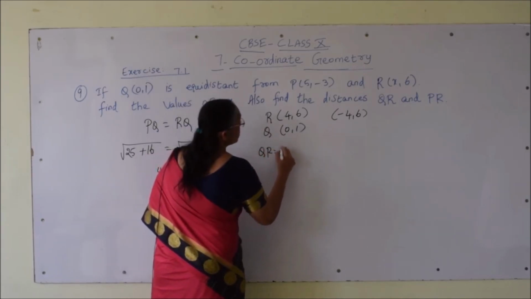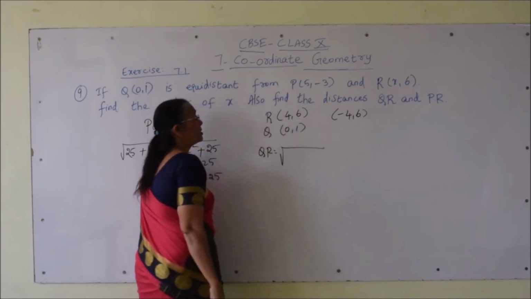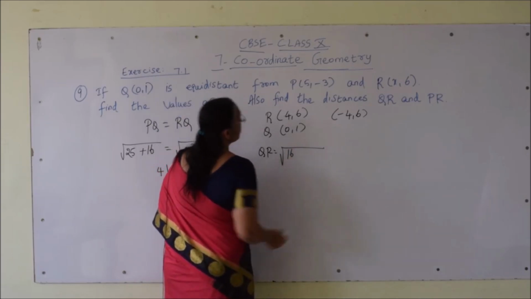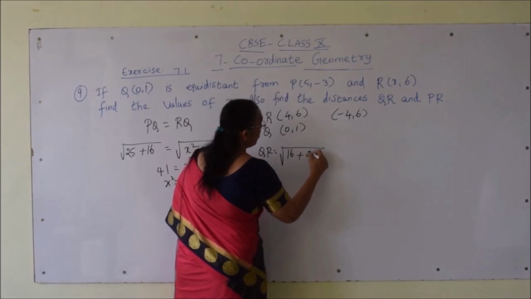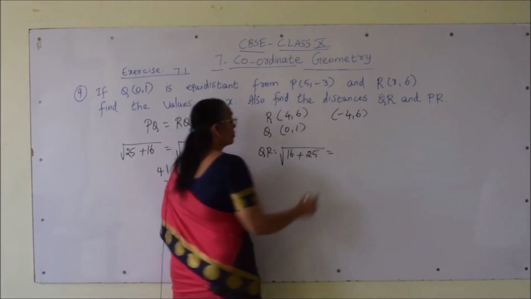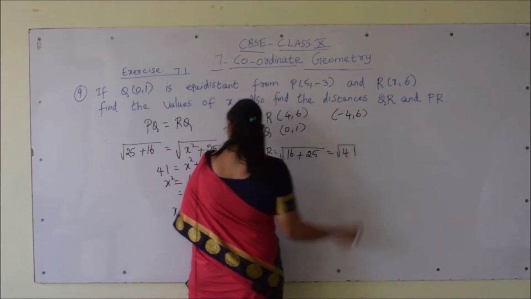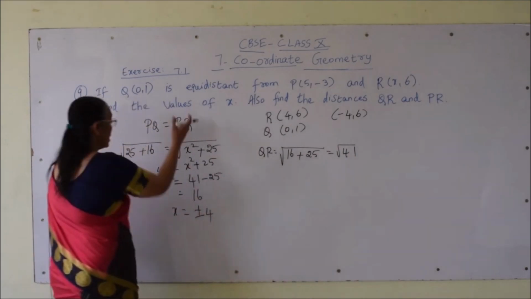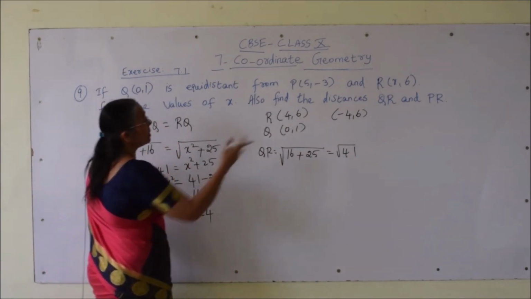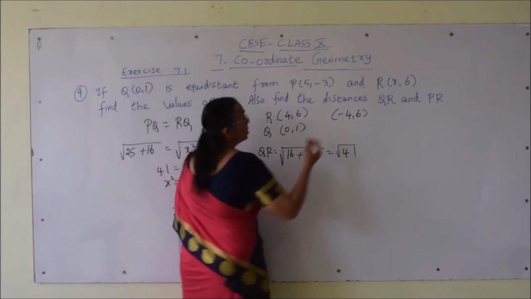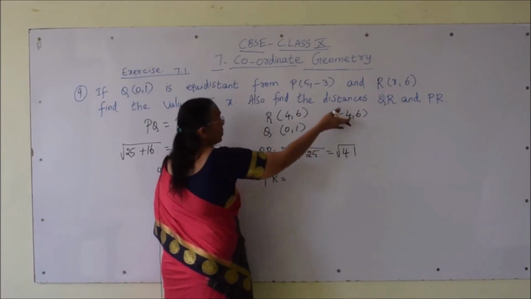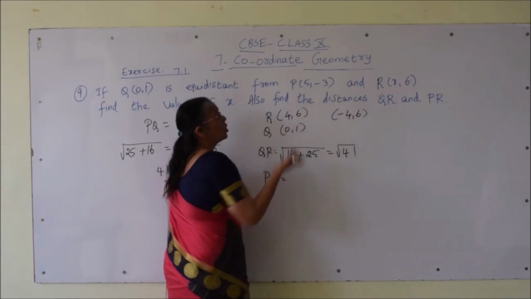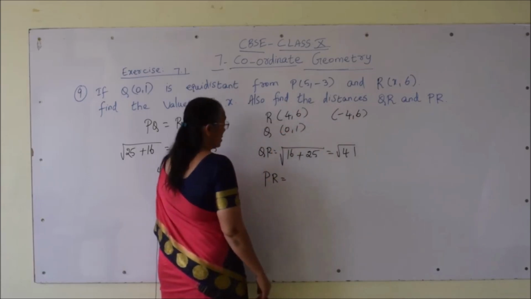QR is equal to root over (4 minus 0) whole square, which is 16, plus (6 minus 1) whole square, which is 25. So, we will have root 41 as the QR distance. We have already done this here, that is the PQ distance, because both are equal. Now, next PR distance. No need to do it with this point, because again (minus 4 minus 0) whole square will come as 16 only, same.